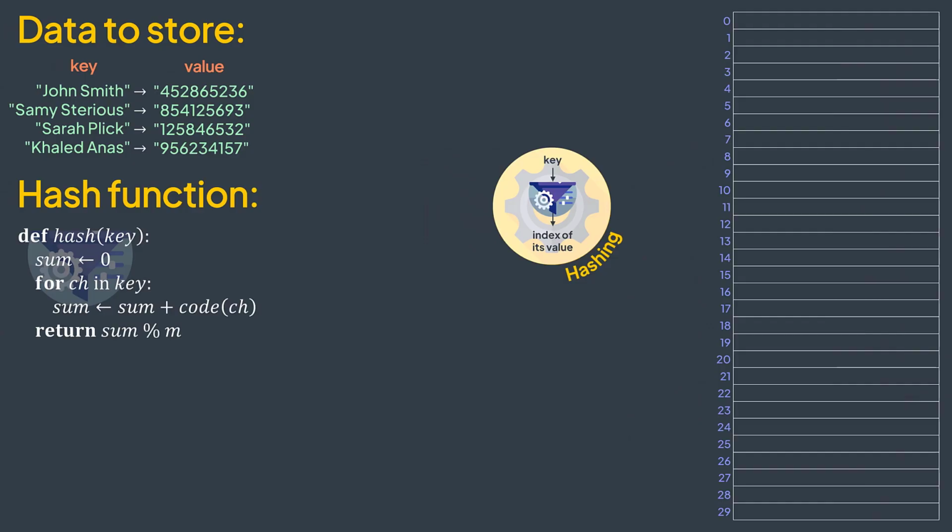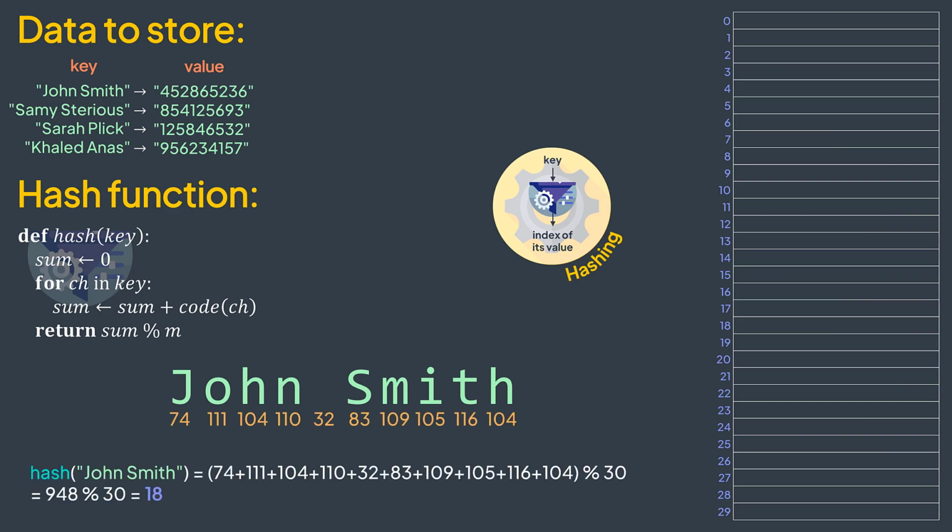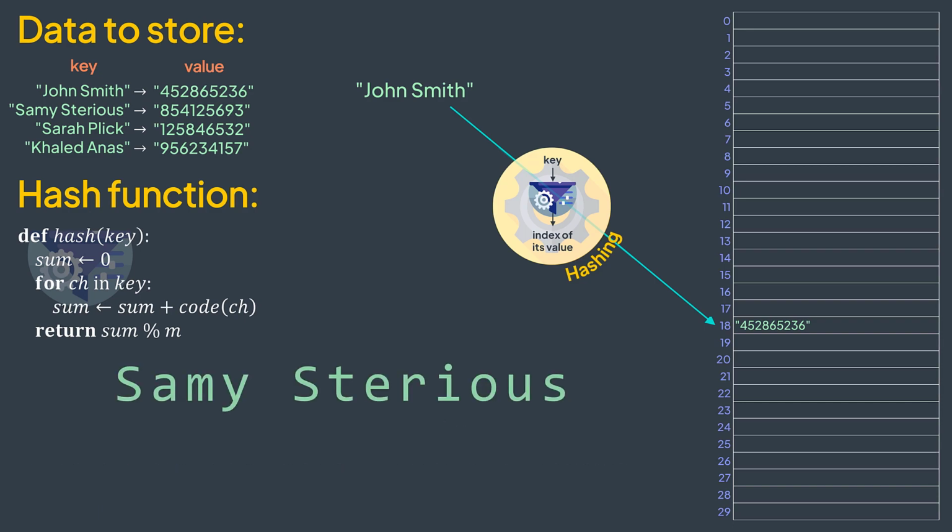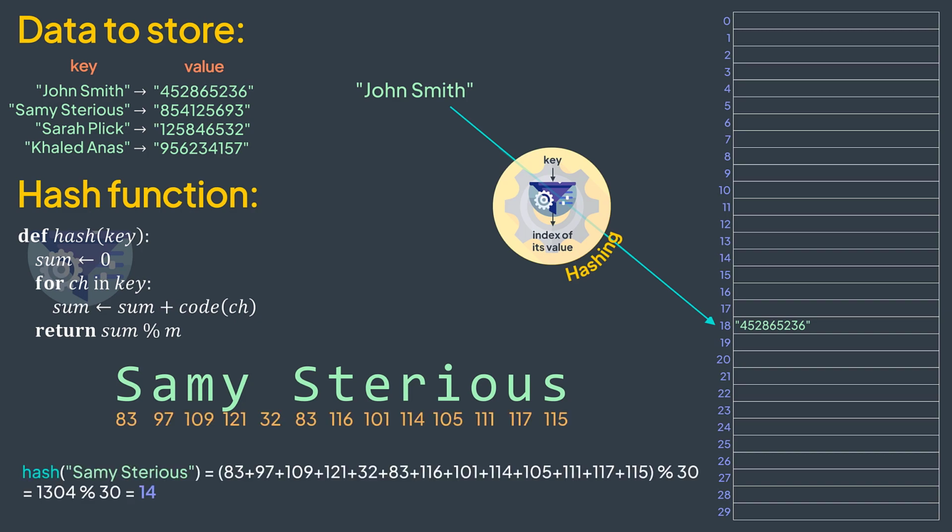Let's now take the first example and see what happens when we perform some operations. We want to see what happens in our phone agenda example. Let's insert some key value pairs. We have John Smith, whose number is this one. We hash the string John Smith by adding ASCII codes of all characters, then modulo 30, we get 18. So the value, the number of John Smith, will be at index 18. Next pair, we have Sam Mysterious, whose number is this one. We hash the string Sam Mysterious, we get 14, so we put his number at the index 14.